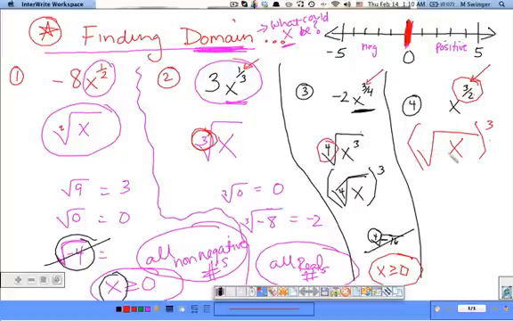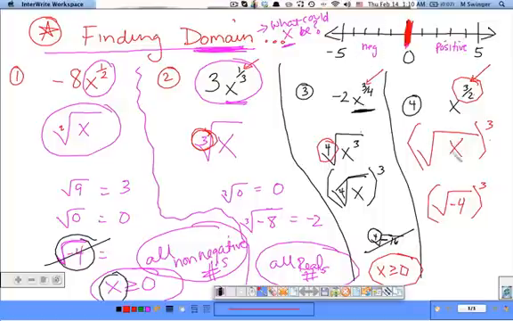X can't be what? If it's an even root, x can't have a negative in here, right? If you have the square root of negative whatever, negative 4, negative 8, negative 16, it's going to be an imaginary number. So x cannot be negative. I kind of X that out. Alright, x can't be negative.